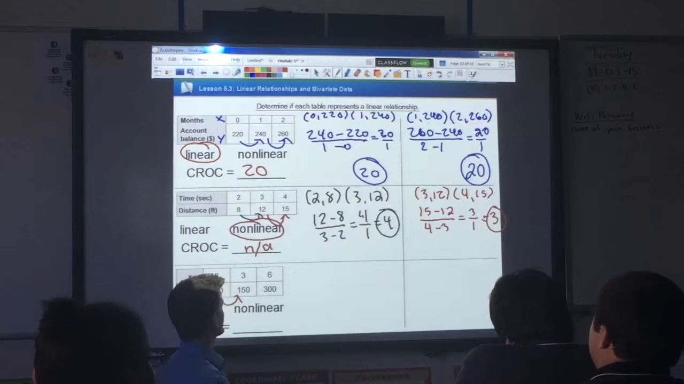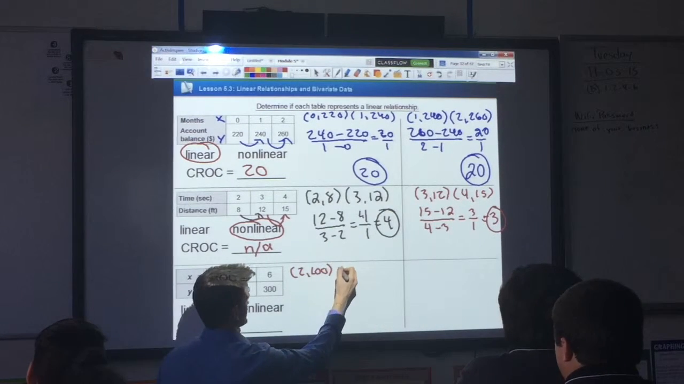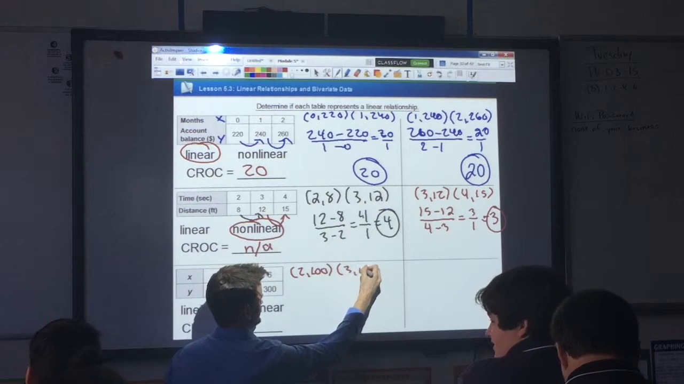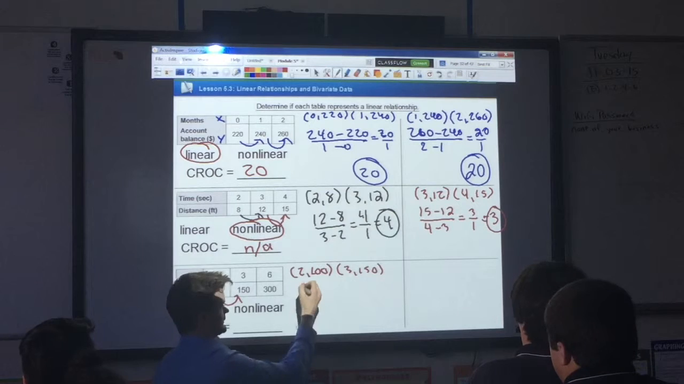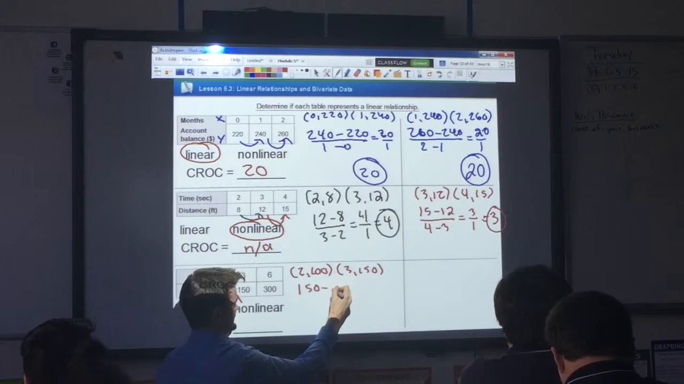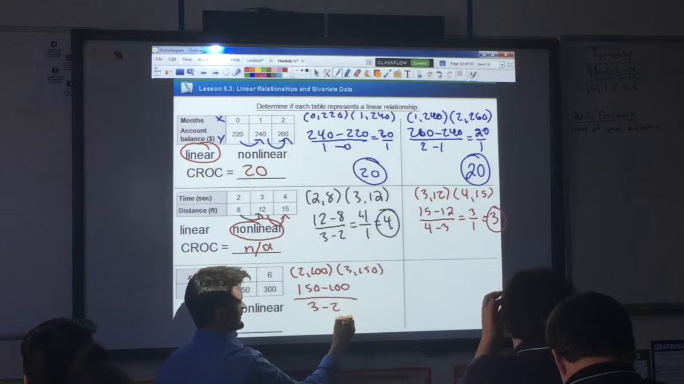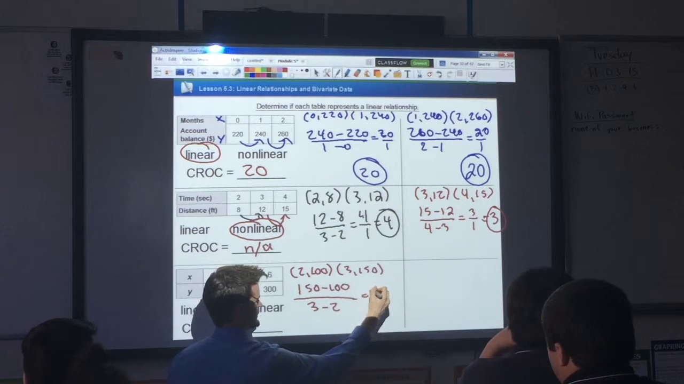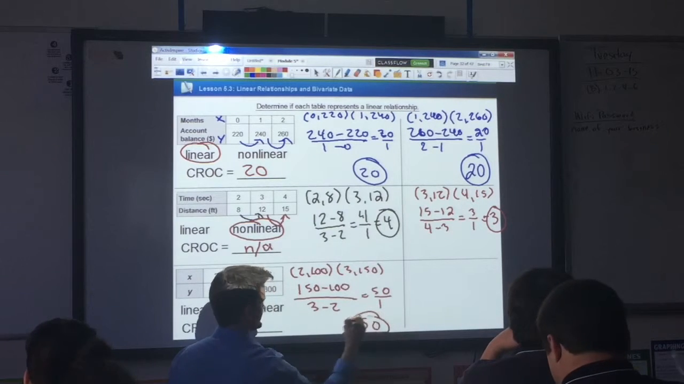All right, Matthew, what do we got? 2 comma 100, okay. And then 3 comma 150. Okay. And what goes in the formula? 150 minus 100 over 3 minus 2. What is 150 minus 100? 50 over 1, which simplifies down to 50. Okay, so we have one rate of change.